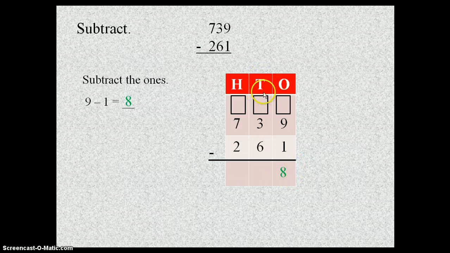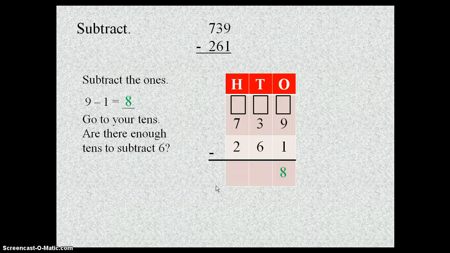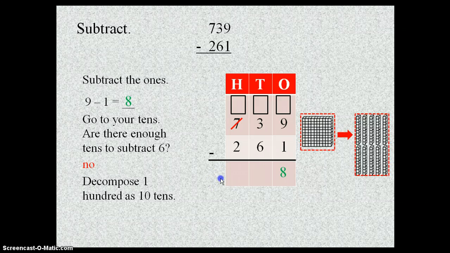Now I'm going to repeat. So I have to think, do I have enough tens to subtract 6? My answer, your answer, should be no, because 3 is smaller than 6. So we are going to have to decompose 100 as 10 tens. We're going to take 100. If I take 100 from 700, I get 600. Then I'm going to move that 100 to the tens place, and I'll get 13 tens. 13 tens minus 6 tens.